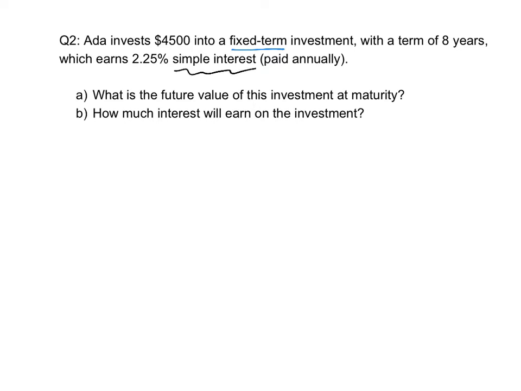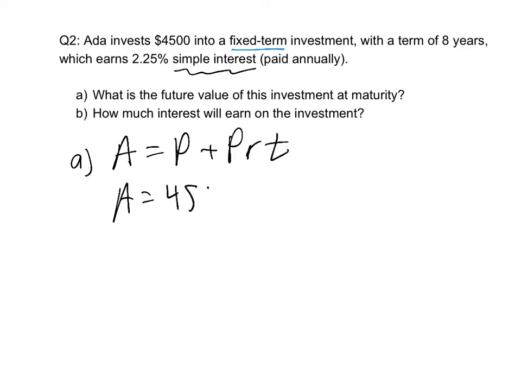Anytime we're told that we're calculating simple interest and we want the future value, that's going to indicate that we're going to again revert to the formula A equals P plus PRT, where P is the principal, R is the rate of interest as a decimal, and T is the time in years. So our principal, $4,500, plus the principal, P, again 4,500, times R, the rate of interest as a decimal.